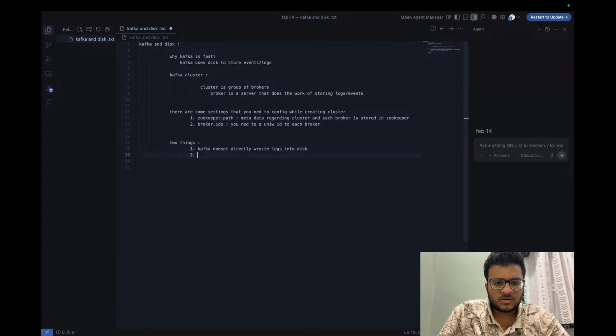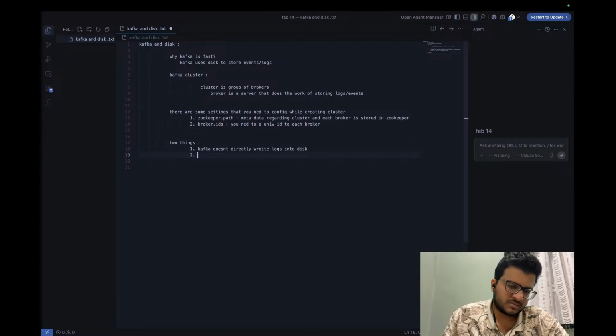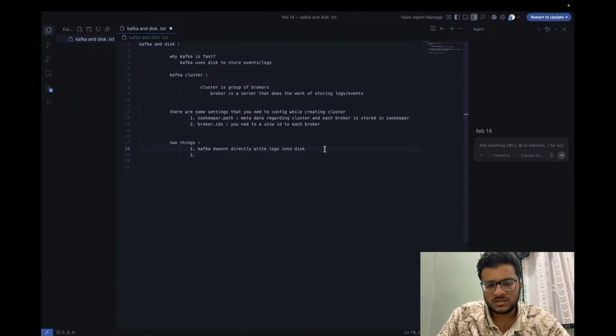Obviously, because Kafka is software and the disk is hardware, and between software and hardware there should be an operating system and a kernel that helps the operating system allocate CPU, RAM, and disk. So Kafka doesn't directly write logs into disk.